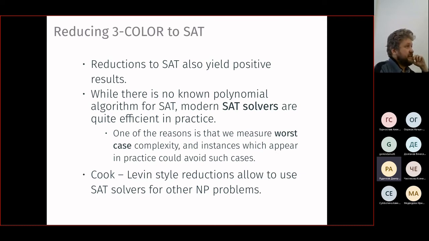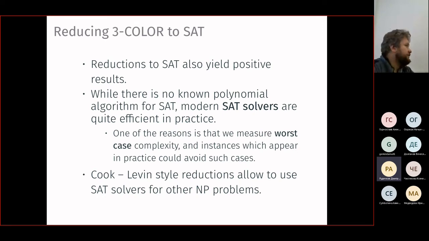What about these Cook-Levin style reductions? So you see, we have one well-known and famous NP-hard problem, which is SAT, satisfiability. For this problem, we don't know a polynomial algorithm, but it was studied by many people, and there is a competition of industrial SAT solvers. So really good industry does the job. They are not polynomial, but for practical purposes, they could actually be sufficiently fast.